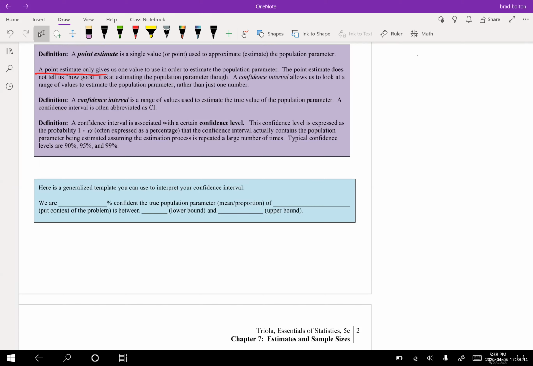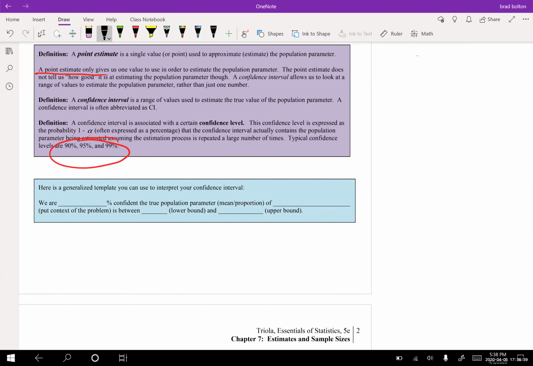Now, is it possible we could be wrong? Sure it is. Right here, you guys notice it says 90, 95, and 99 are very common confidence levels. So you'll tell somebody, I don't know for sure, but I'm 90% confident that the interval will be between 15% and 25%. And again, I'm just using those as random numbers. It could be anything for a different problem.